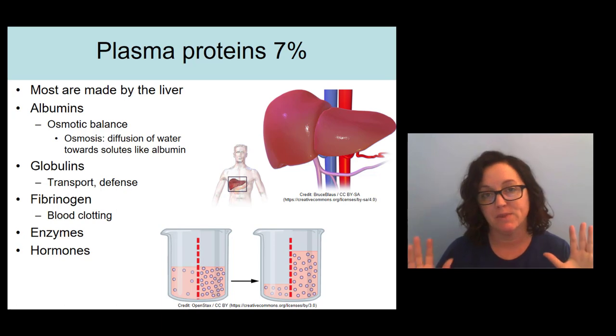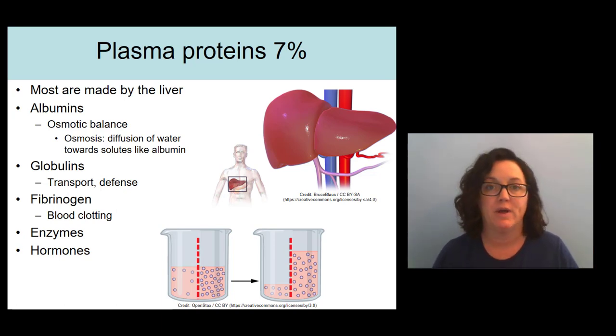So albumin makes up the majority of the protein inside of our blood plasma. Albumin is really important for osmotic balance. So osmosis is the diffusion of water across the semi-permeable membrane, and water always diffuses towards the higher solute concentration.